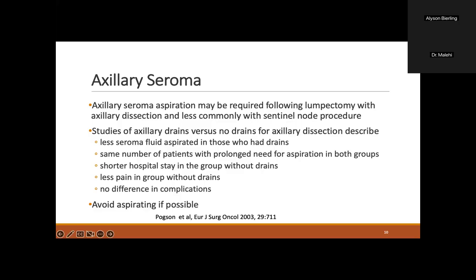Once you close up, all those lymphatics that were draining up from the breast and the surrounding tissues through the axilla, and even some from the arm, you're going to develop a seroma within the axilla.